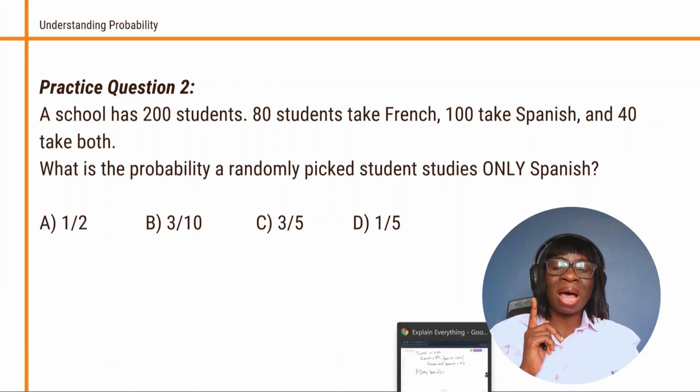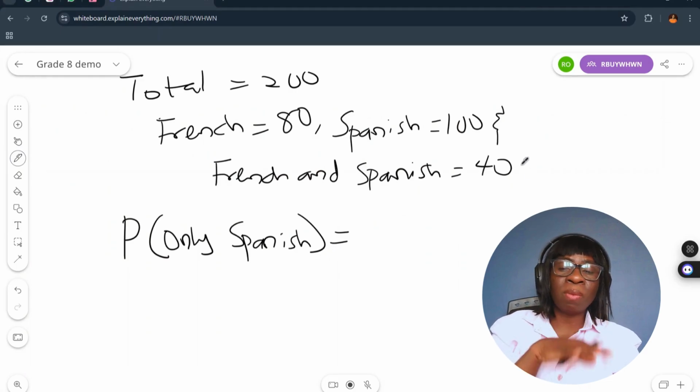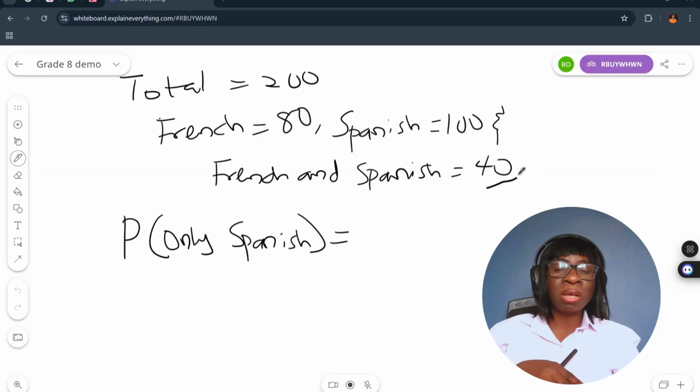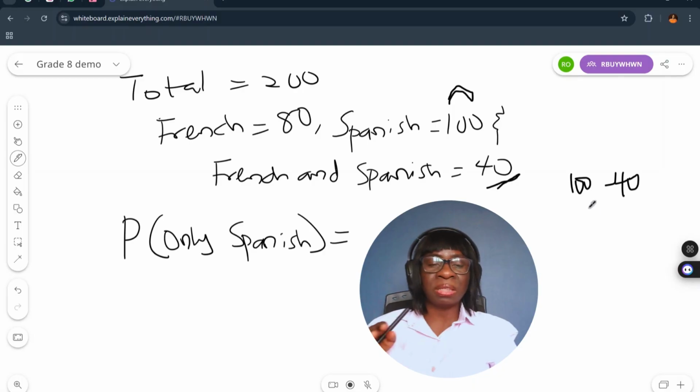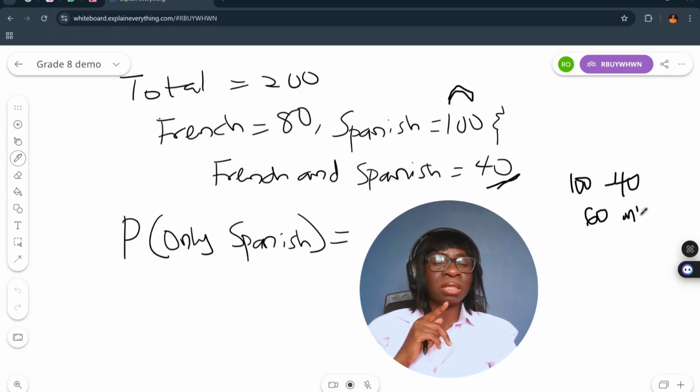So for us to find the probability of students that take only Spanish, we will have to subtract the number of students that take both French and Spanish from the total number of students that take Spanish. So if 40 out of 100 students take both Spanish and French, that means 60 of them take only Spanish.